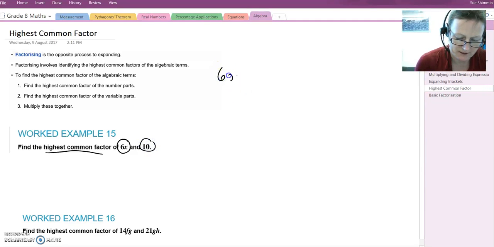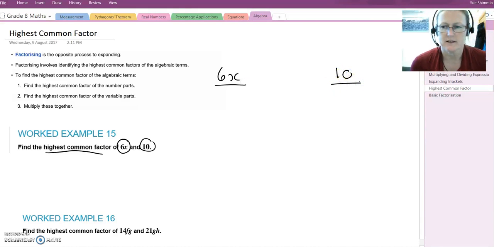So we've got 6x and we've got 10. So I list under these the factors. So factors are two things that multiply together to give 10. Well, 1 and 10 give us 10, and so does 2 and 5. They're the only things that multiply together to give 10.